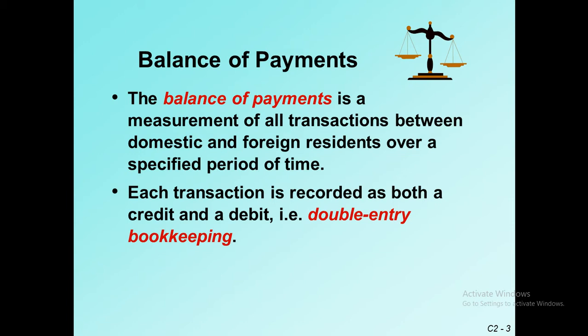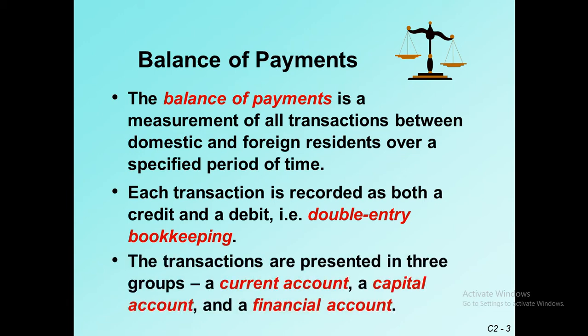Each transaction is recorded as both credit and debit. It means we record in double entry bookkeeping. If you remember the accounting subjects, there was a topic of double entry bookkeeping, the credit side and the debit side. Every transaction has both sides, credit and debit. So the balance of payment is also recorded as a double entry.